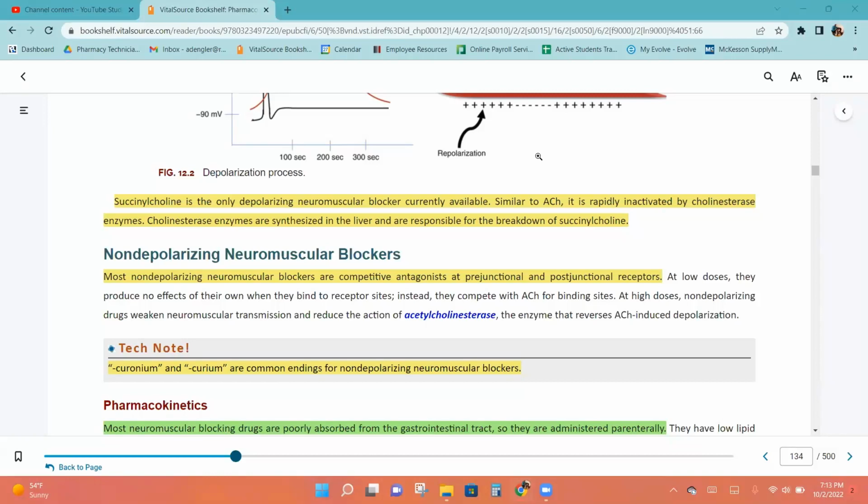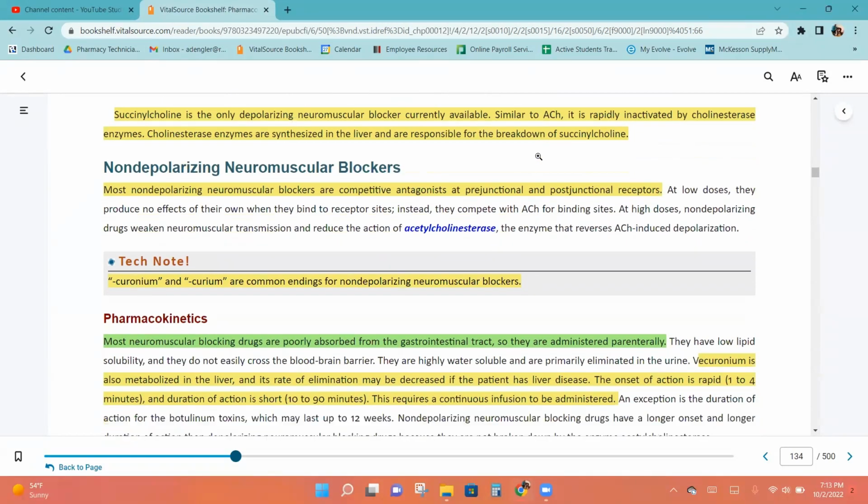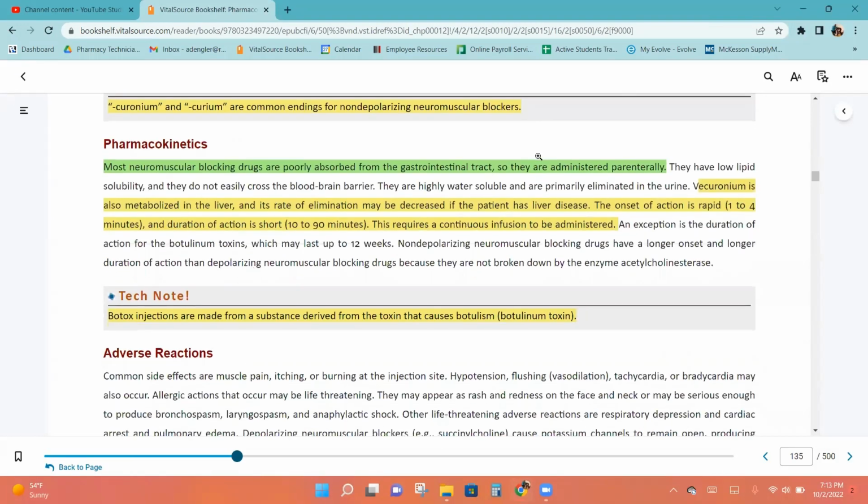Most non-depolarizing neuromuscular blockers are competitive antagonists at pre-junctional and post-junctional receptors. At high doses, non-depolarizing drugs weaken neuromuscular transmission and reduce the action of acetylcholinesterase, the enzyme that reverses ACH-induced depolarization. So the endings curium and curonium are common endings for non-depolarizing muscular blockers.